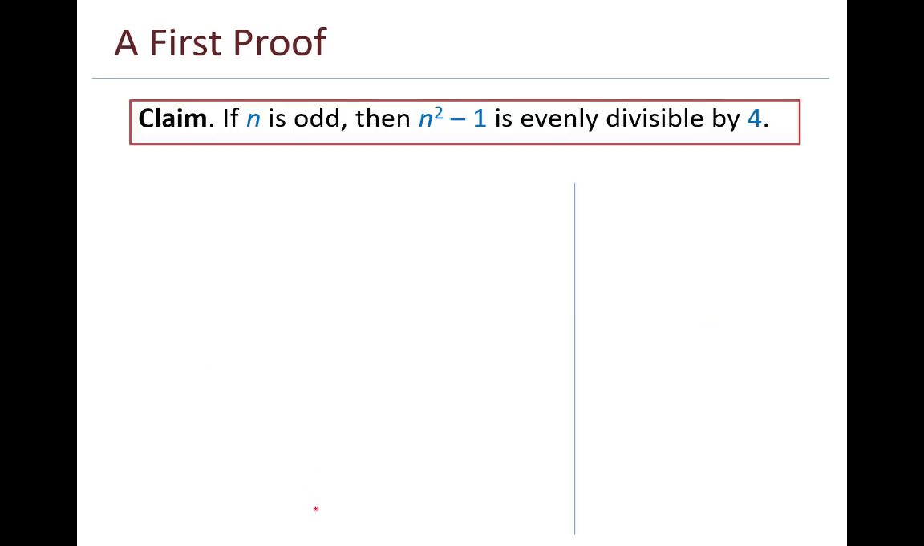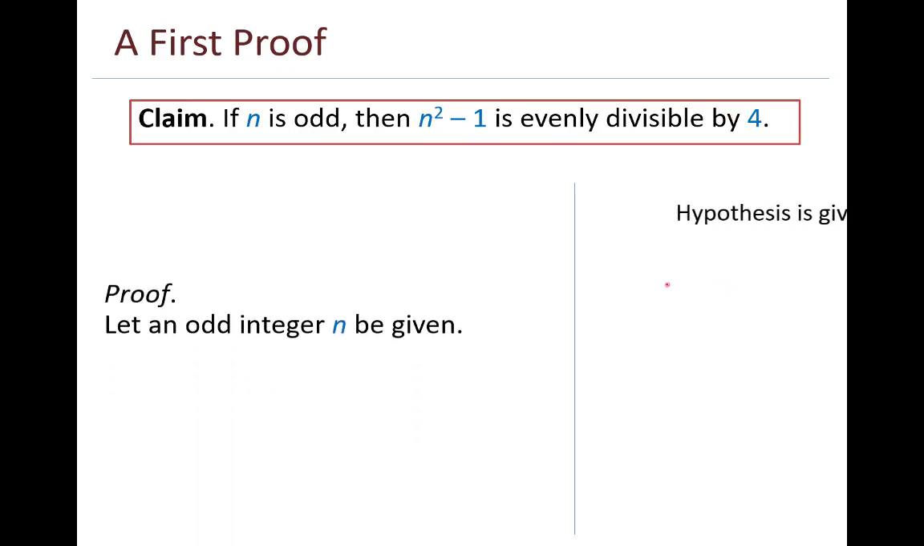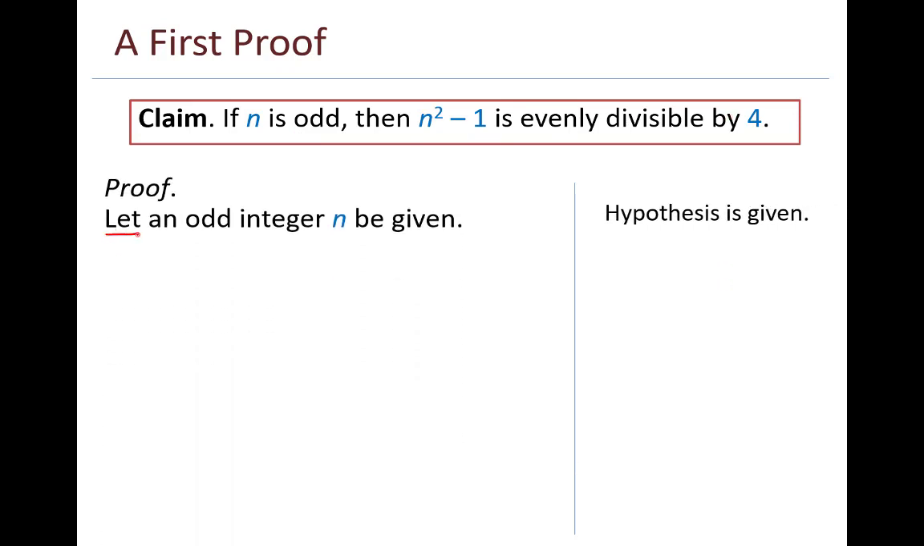Here we go. Claim, if n is odd, then n squared minus 1 is evenly divisible by 4. A good way to begin, a standard way to begin proofs, is using the word let. Something like, let an odd integer n be given. The reason we do this is because we are establishing a variable n, and I'm telling the reader what n is. n is an odd integer. And I'm establishing the hypothesis.